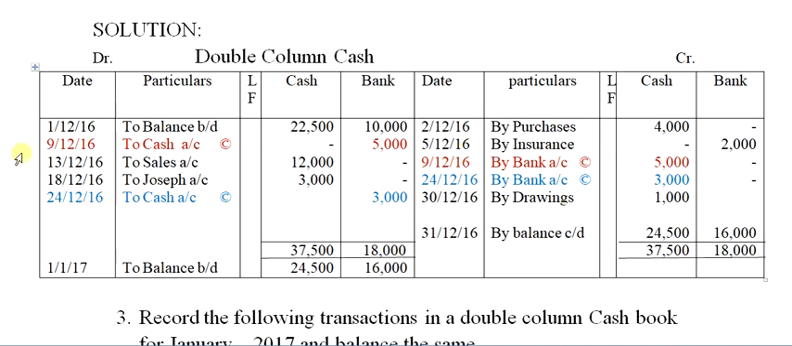At the same time, on 9/12/2016, what is increasing here? Our cash balance is increasing. That is, our bank balance is increasing by 5,000. Through what? Through the cash. Our bank balance is increasing by how much? 5,000. So listen here, on 9/12/2016, we are depositing the amount into the bank.